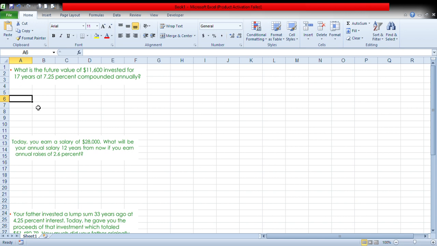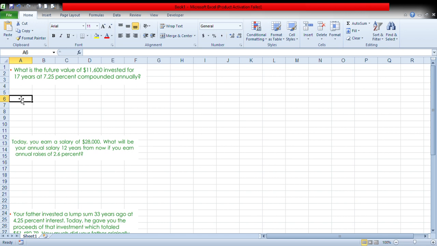So the first problem is: what is the future value? As you know, in the problem it's mentioned that you need to calculate the future value of $11,600 invested for 17 years at 7.25% compounded annually. I will also tell you what to do if it is written semi-annually, quarterly, or monthly.